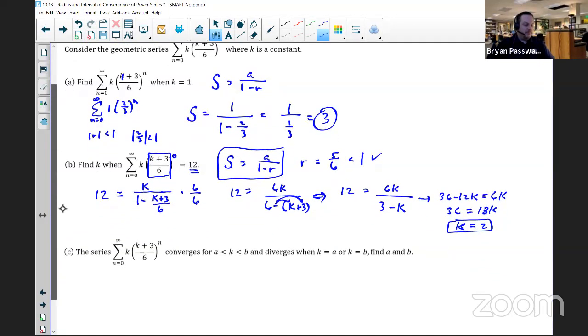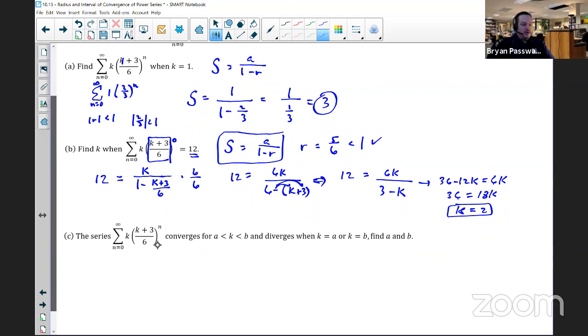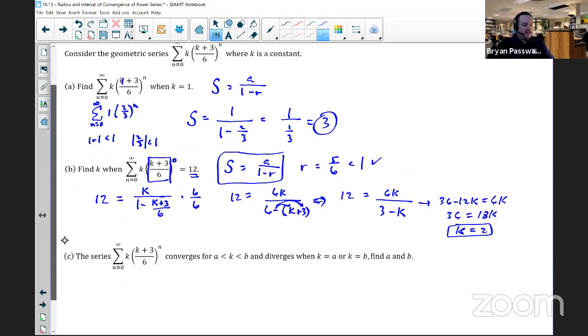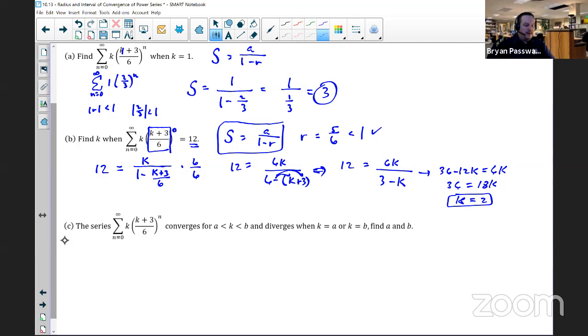And then finally, in part C, we know that this whole thing converges when k is between a and b, but it diverges at a and b. Let's find out what a and b are.